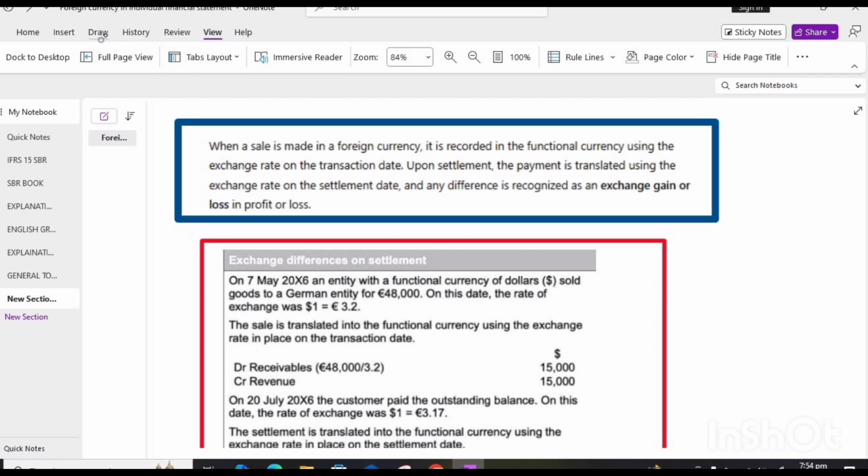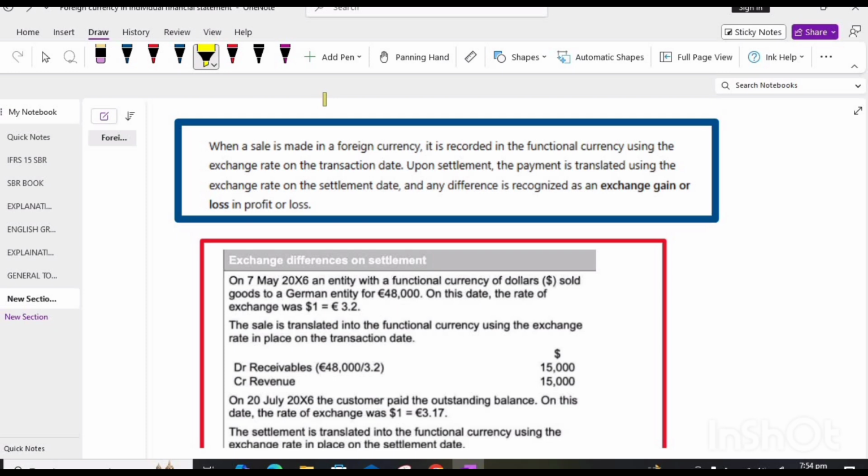Okay, here is a new concept. Let me repeat some concepts, to make your understanding of this stronger. When a sale is made in a foreign currency, it is recorded in the functional currency using the exchange rate on the transaction date. What we have studied: if there is a transaction in a foreign currency, you have to translate that foreign currency transaction into your functional currency, using the transaction date exchange rate, and that we call a spot rate.